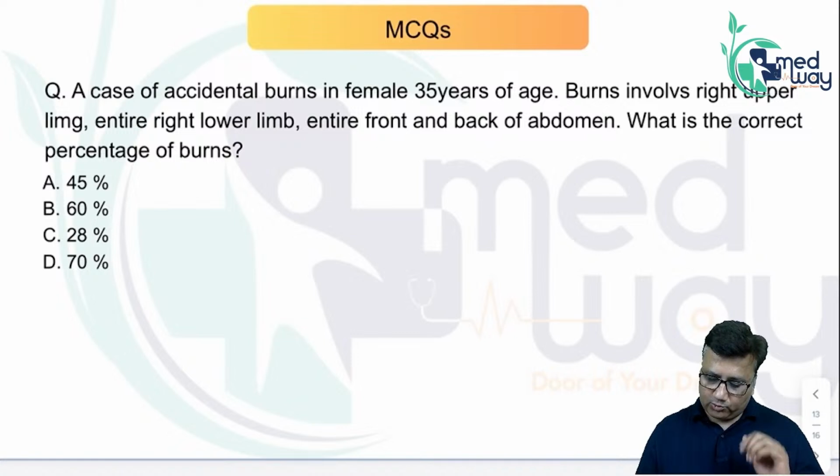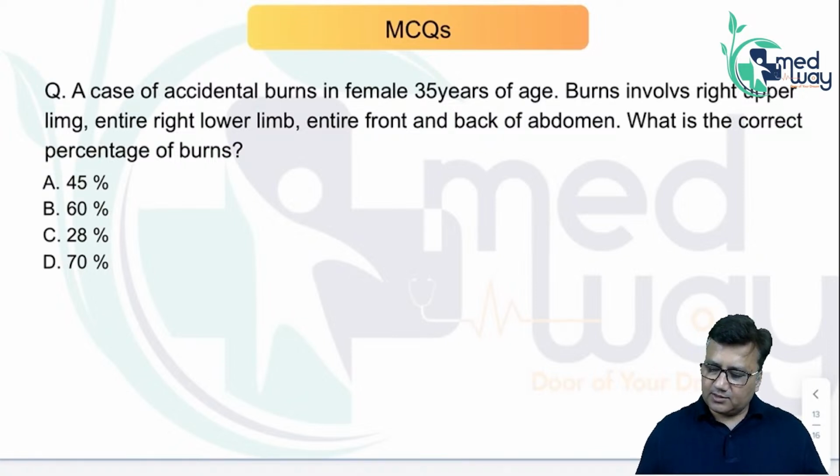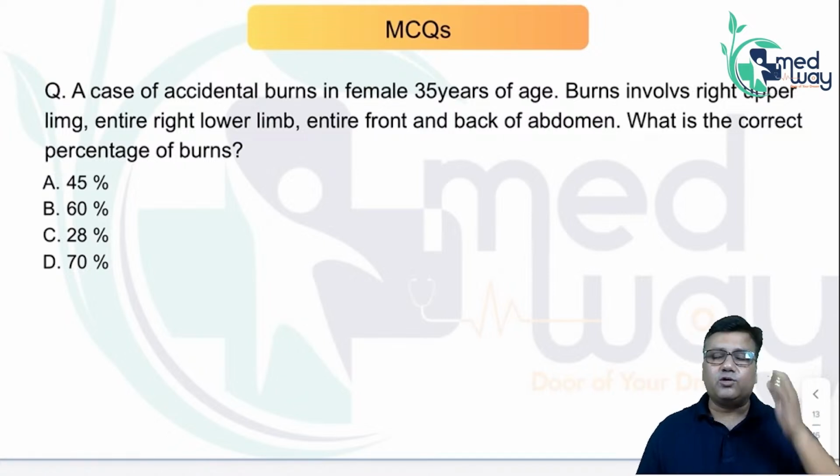Okay, one more question. A case of accidental burns in a female 35 years of age. Burns involve the right upper limb, entire right lower limb, entire front and back of abdomen. What is the correct percentage of burns?